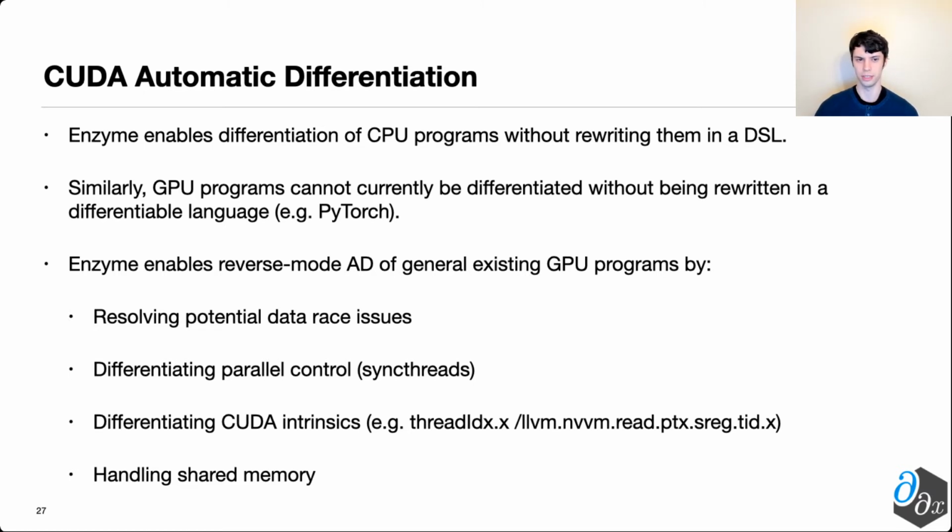Specifically, in order to do this, we had to solve 4 different problems. The first of which is just generic to parallel AD, identification of potential data races. The second of which is differentiating parallel control flow. In the GPU specific case here, that's SyncThreads. We had to make sure to be able to differentiate all of the relevant CUDA intrinsics, that's the threadIdx and so on. And finally, we also had to make sure that we handled shared memory appropriately.